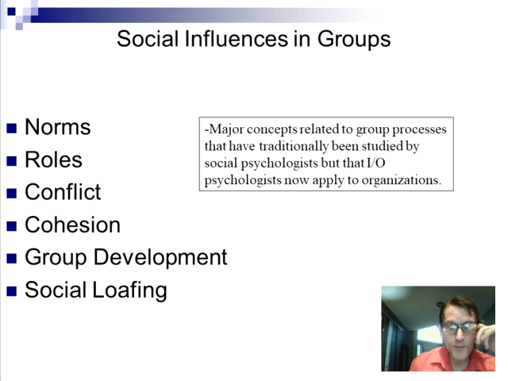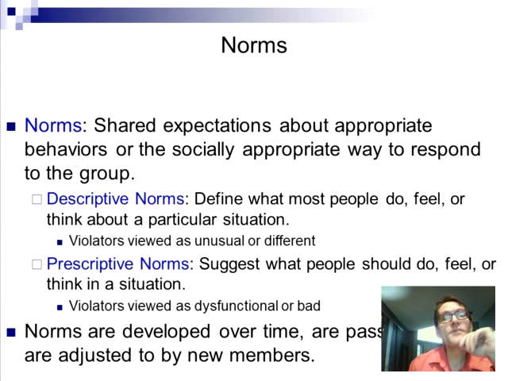So when talking about groups, we want to talk about the social influences. I warned you it would be social psychology here. So the social influences that occur in groups. And we'll talk about norms and roles and conflict and cohesion and different topics which you might find in chapters of a social psych text. So norms are shared expectations of appropriate behaviors or appropriate ways to respond. You'll find some of the work on organizational culture will be like organizational norms or something.